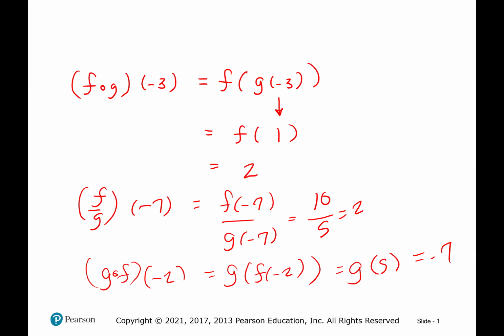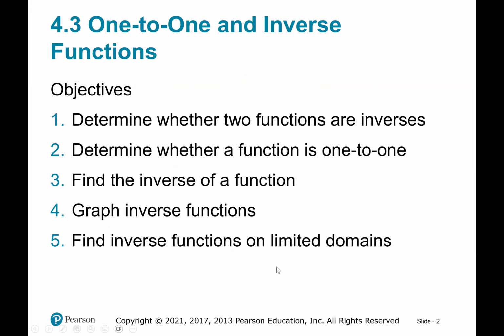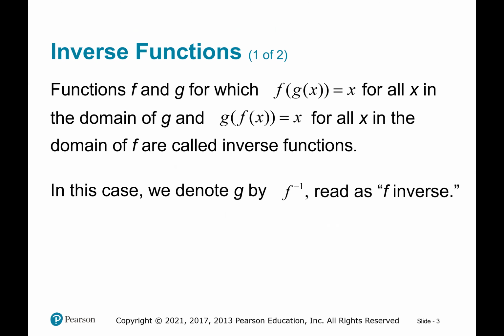All right, let's do section 4.3. I don't want to be a nudge, but this is the easiest section in this book, so don't mess it up. So we're going to determine whether two functions are inverses. We'll talk about what makes a function one-to-one. We'll find the inverse of a function, we'll graph them, and then we'll find inverse functions on limited domains.